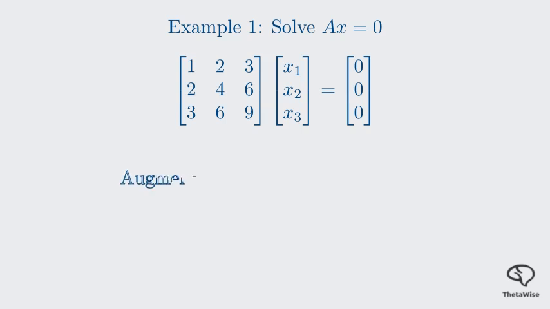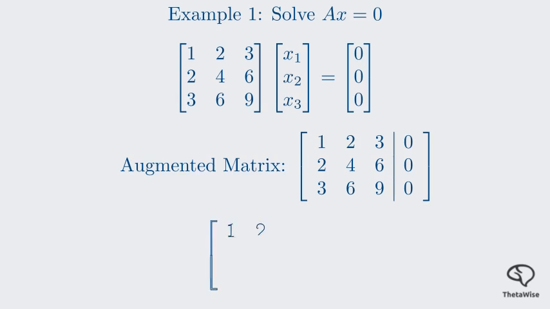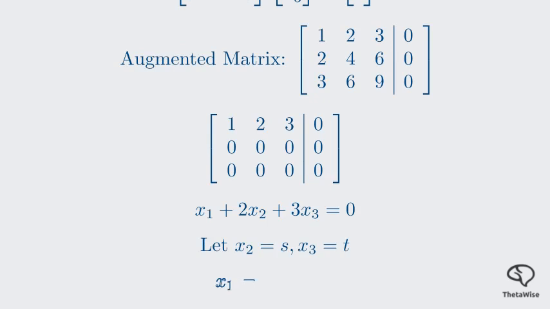Let's use Gaussian elimination. The augmented matrix is [1, 2, 3, 0; 2, 4, 6, 0; 3, 6, 9, 0]. Performing the same row operations as before, we get the matrix [1, 2, 3, 0; 0, 0, 0, 0; 0, 0, 0, 0]. This gives us the single equation x1 plus 2 x2 plus 3 x3 equals 0. Again, we have 2 free variables. Let x2 equal s and x3 equal t. Then x1 equals negative 2s minus 3t.